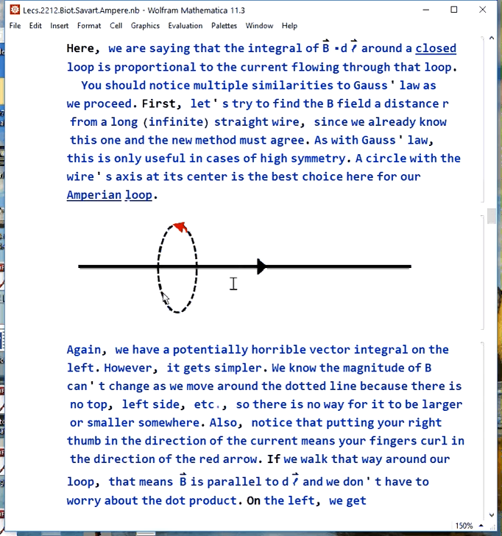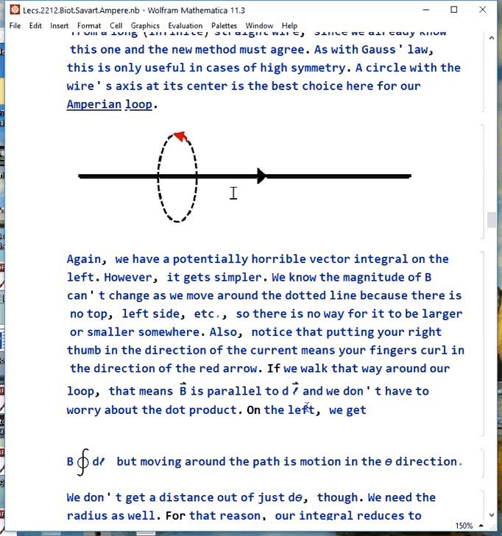As we move around this loop, there's no way for the magnitude of B to change, because just like with Gauss's law, I don't have a top or a left or a right. I don't have anything that allows me to pick out part of the loop and say, oh, it's stronger here and weaker there. So the magnitude of B has to be constant going around here. Now, if I take the thumb of my right hand and point this way, my fingers curl the way this red arrow is already going. So B is parallel to dl. I don't have to worry about the dot product.